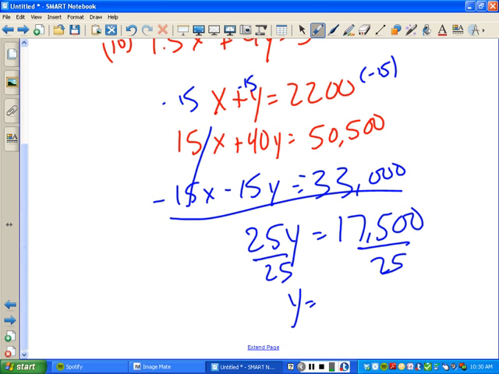Divide by 25, divide by 25. What do I get? 17,500 divided by 25. Y is 700. So, looks like 700 adults.